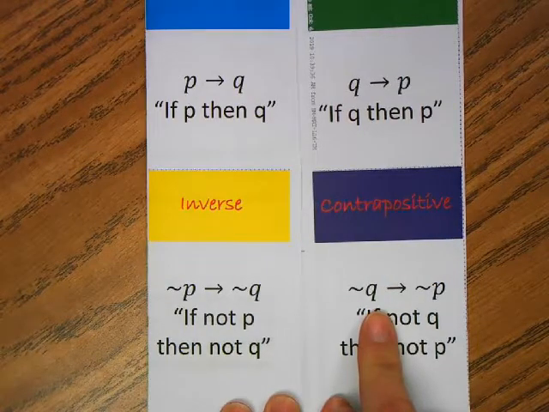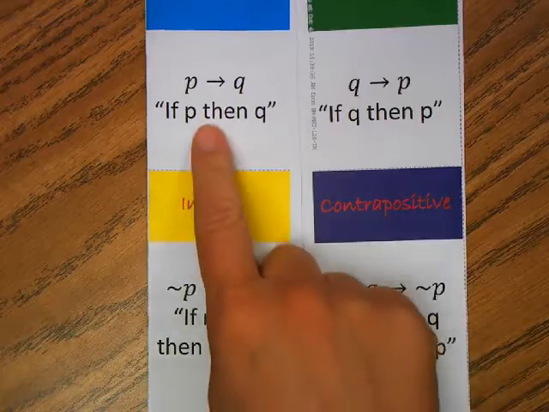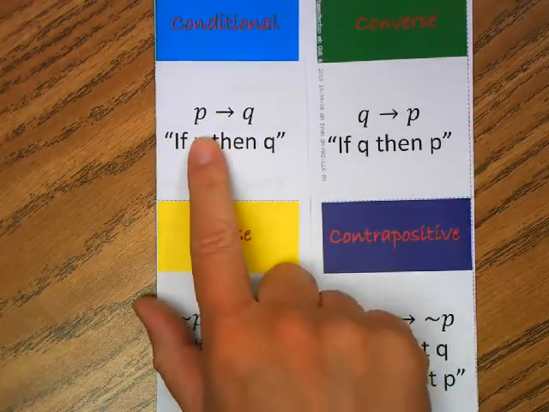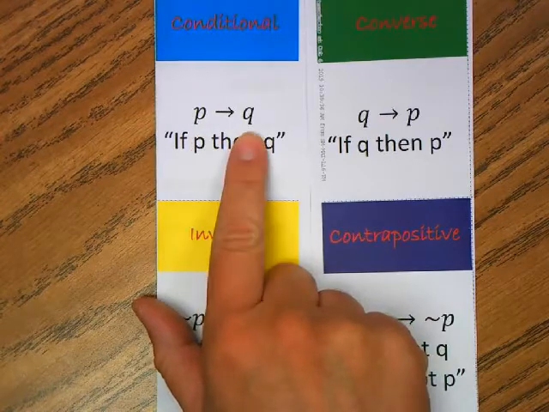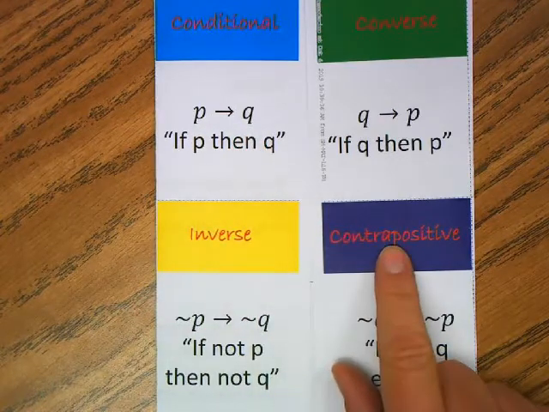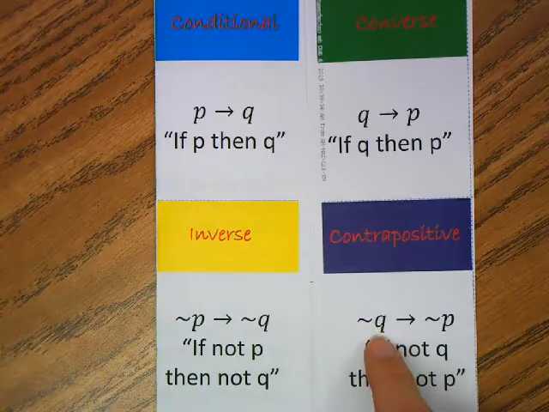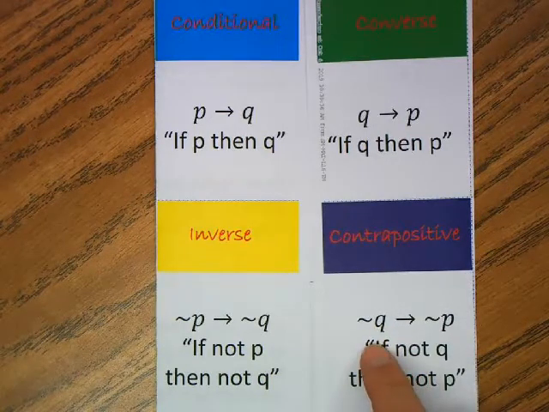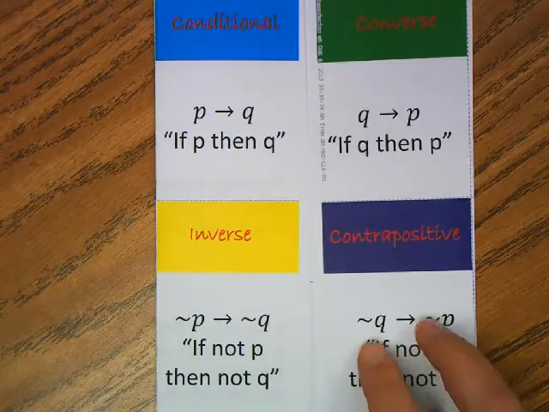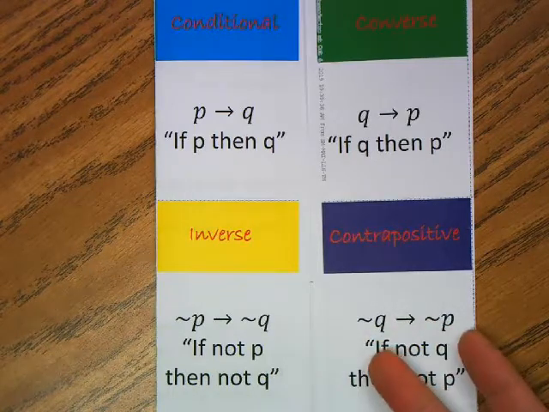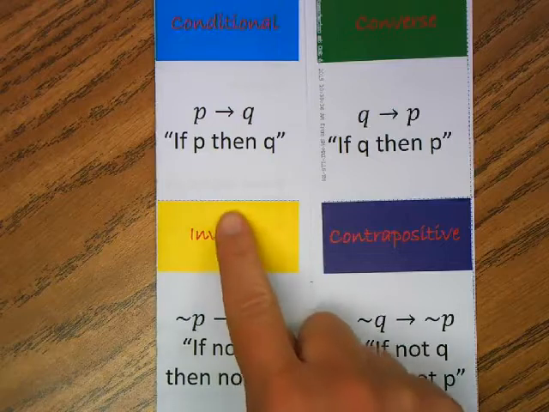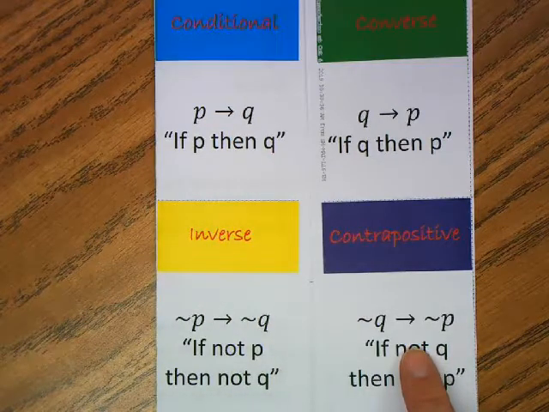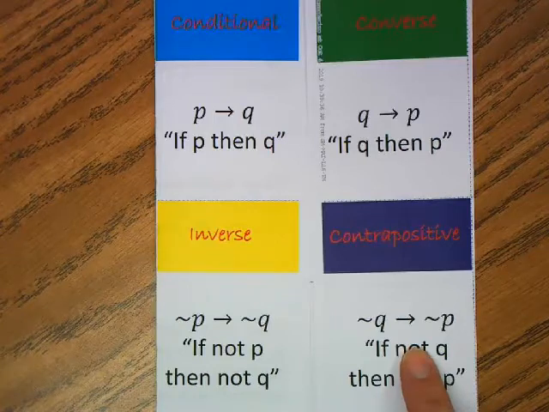You're going to have to negate both the hypothesis and conclusion in order to create an inverse statement. Then the contrapositive, again, everything is based off of a conditional statement. So if a conditional statement is if P then Q, the contrapositive is negating and flipping. So you're going to negate the hypothesis and conclusion and reverse them. Instead of if P then Q, you're going to say if not Q, then not P.